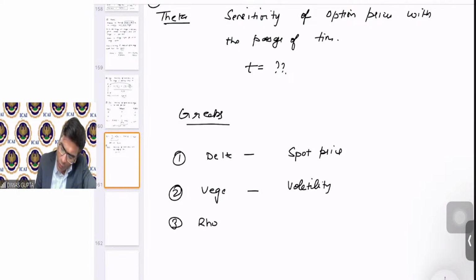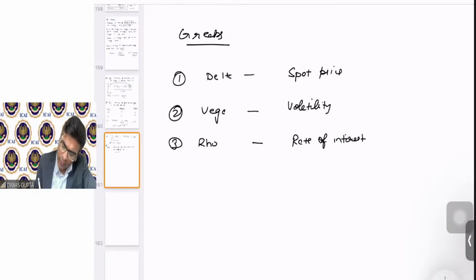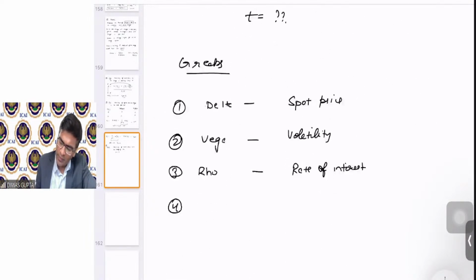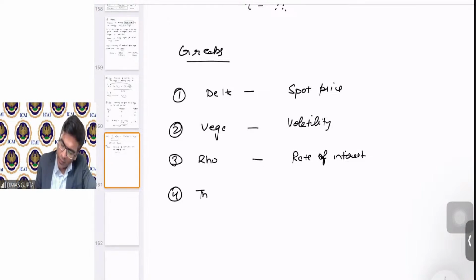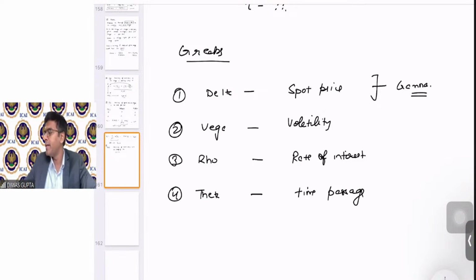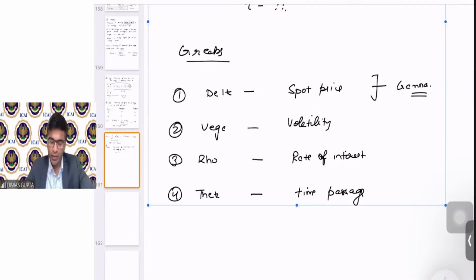Then the third one was rho, which is the rate of interest. Then theta, which is actually related to the time passage. And the last one was related to delta, which is gamma, the change in delta. Delta in delta is actually gamma. Okay, students, I hope the concept of options is clear.